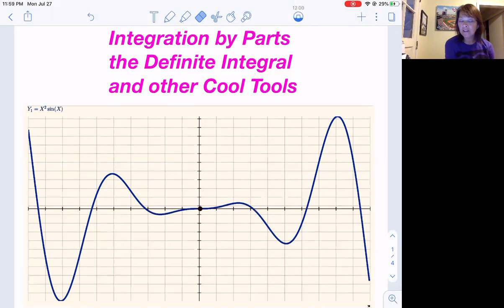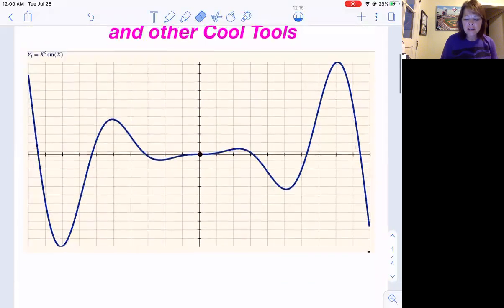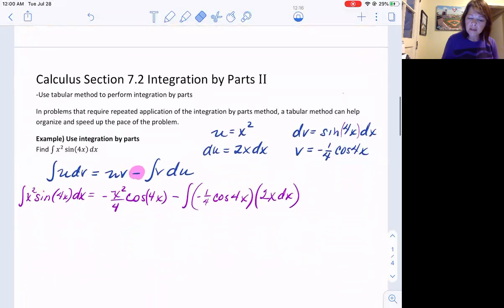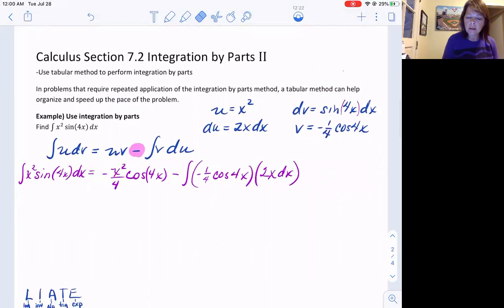This is an odd function, right? You can see that the symmetry is origin symmetry. We could find the area under the curve if we pop this into our calculator, but now we're going to look at a method to integrate this product function, x squared times sine x. So a little different from our first example, but we're going to go right on to our first example that I've already started to set up from yesterday's lesson.